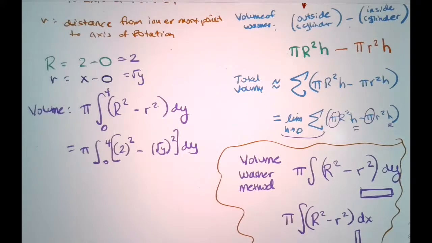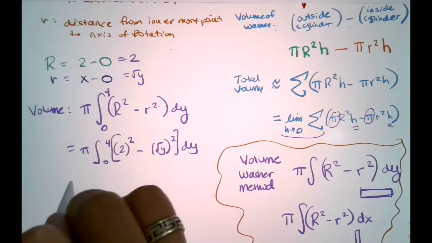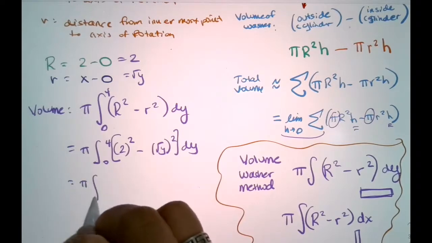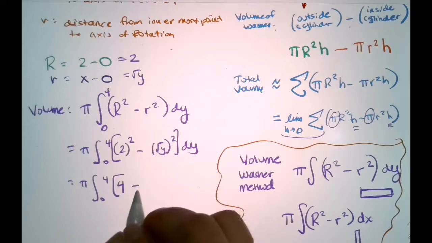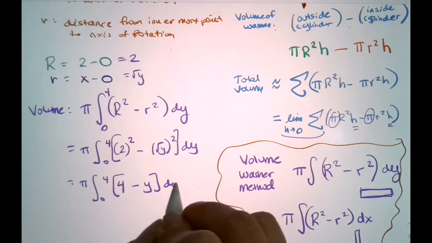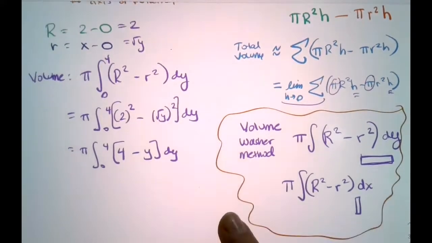Right? Now notice that cap R and little r are squared individually, so it's certainly worth it to do that work. 2 squared is 4. Square root of y squared is y. And again, this is not a terrifying integral to have to evaluate by hand. It's pretty nice, actually.